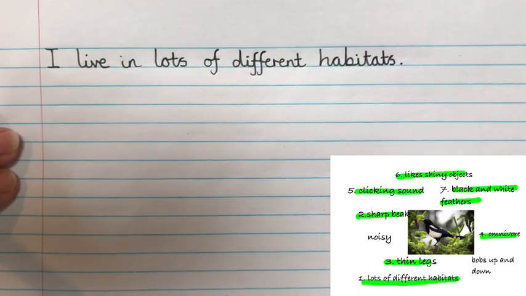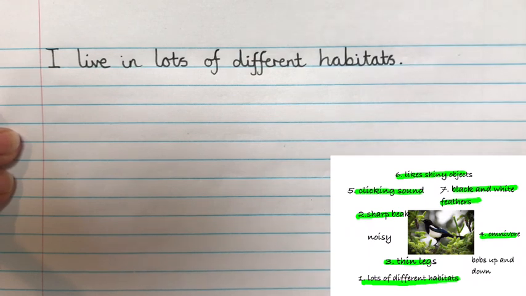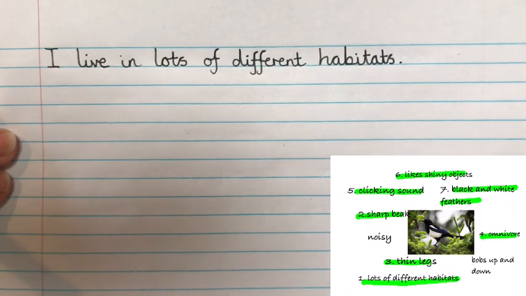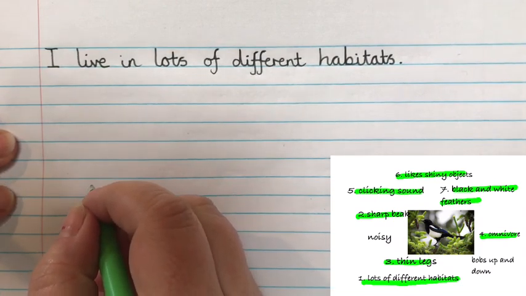Now, if I look at my information, at number 2 and 3, I have sharp beak and thin legs. Now, they're very little descriptions, and they're descriptions about what the bird looks like. So I think I'm going to put them together. Which conjunction should I use? I have a sharp beak. I have thin legs. Pause the video now to have a think. Welcome back. That's right, I would use and to join those bits of information together. I have a sharp beak and thin legs.